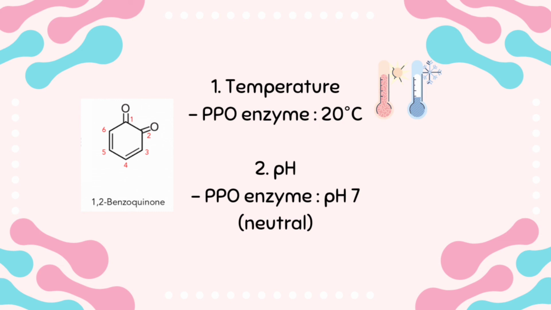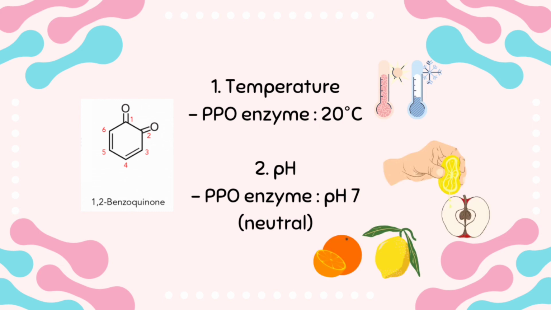The second is the pH. Polyphenol oxidase reacts best at a neutral pH of 7. So if we want to prevent the polyphenol oxidase from being active, we coat the apple slice with an acid such as orange or lemon juice. Then the polyphenol oxidase will become inactive and prevent the apple from turning brown.